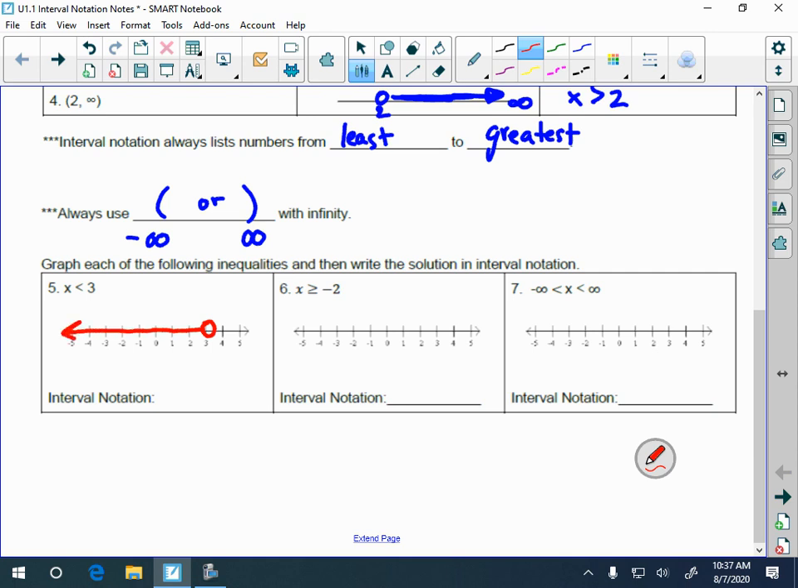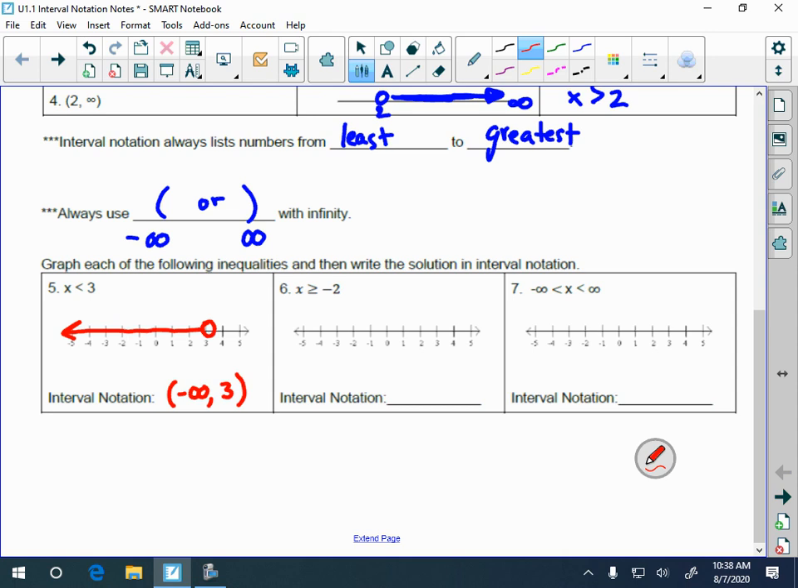So our interval notation, think of going left to right. So what gets shaded first on the left side? Well, it's negative infinity. So we have to use a parentheses, negative infinity. And then as we move left to right, the biggest number would be positive 3. And then we're going to use a parentheses because it doesn't have a closed circle.